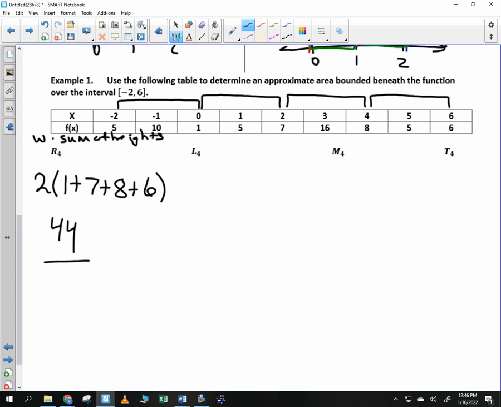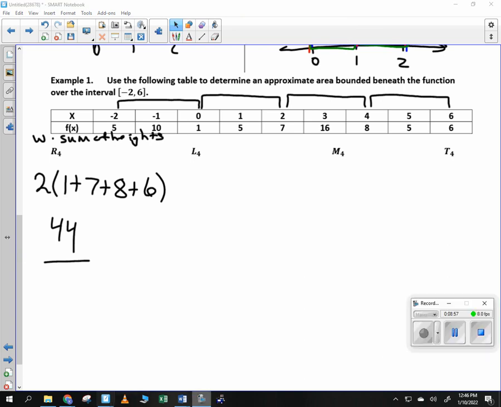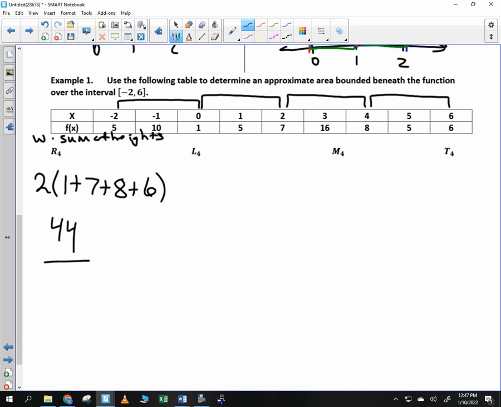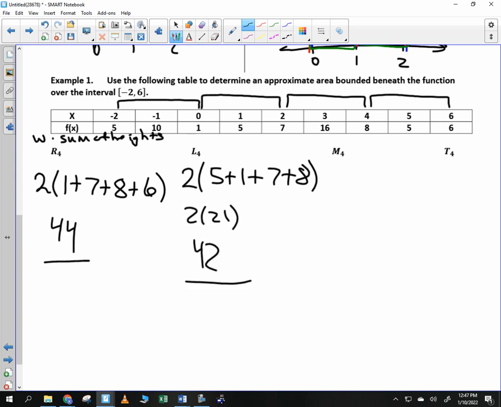You try the left hand on your own. Go. You still do that sometimes? I'll be like, left, right? I'll be like, hold on, I forgot what that is. They're like, right. Did you get 42? Sweet.